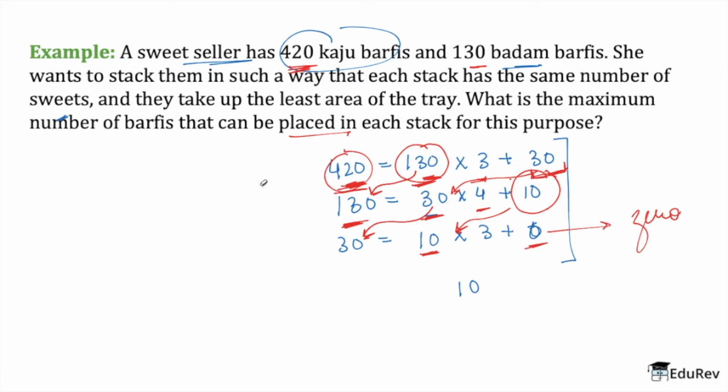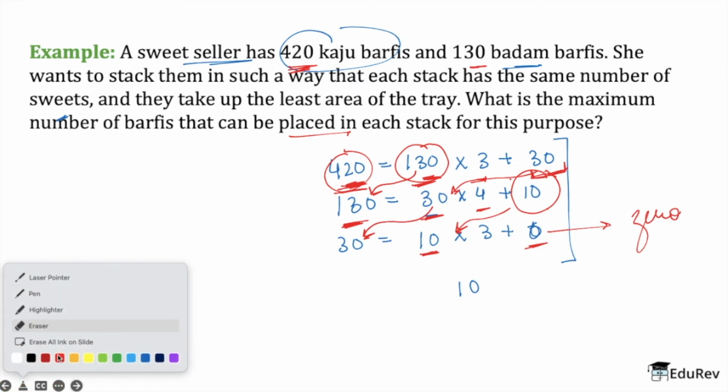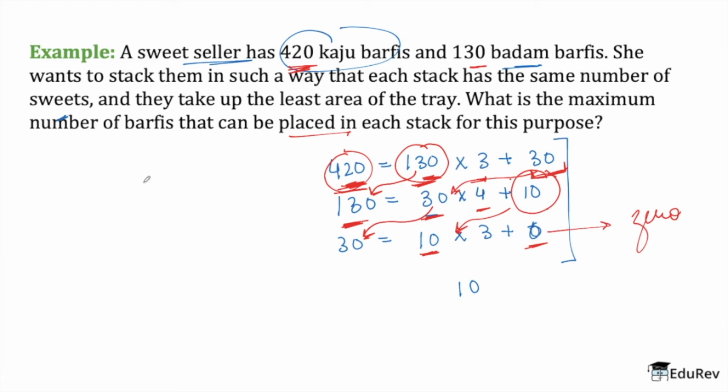Now, this is going to be a short way of doing it. But the long way of doing the same question, if you are not able to understand, is what? I need to divide 420 kaju barfis by 130 badam barfis because I need to find out the maximum accommodating factor, which is to say that I have to accommodate all of these barfis maximally. For this purpose, we need to use my division algorithm. You have done this division algorithm in your previous classes itself. So what you need to do is divide 420 by what?